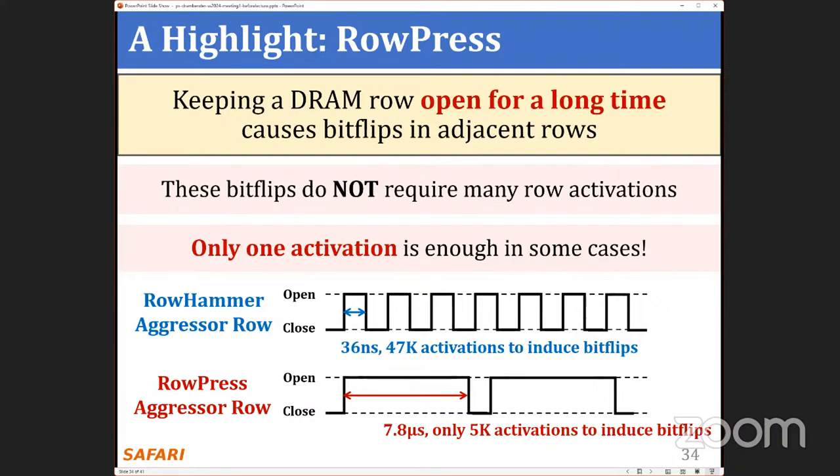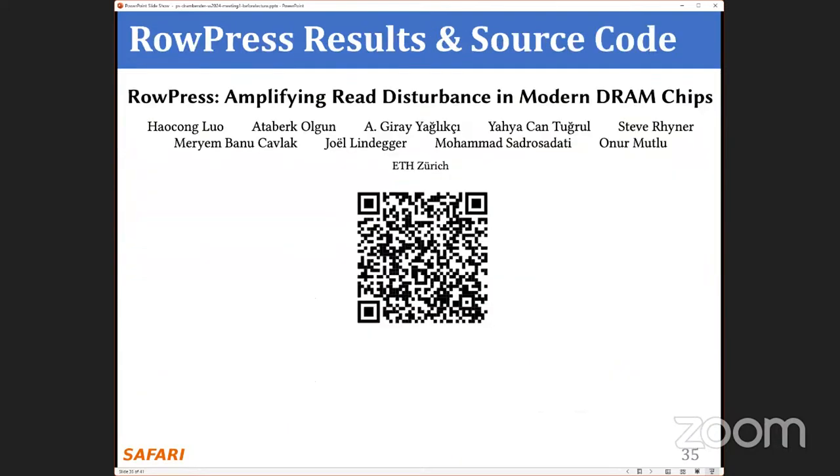For example, in one of the DRAM chips we characterize, we find that for RowHammer, you need 47K activations to induce bit flips. But with RowPress, if you keep every DRAM row open for 7.8 microseconds, you only need 5K activations to induce bit flips. We have a very detailed experimental characterization and real system demonstration of RowPress in our paper.